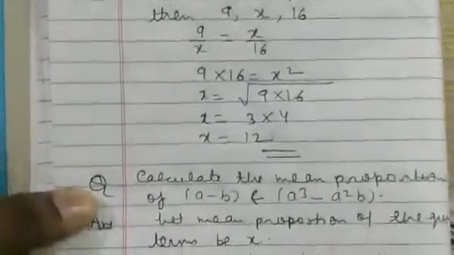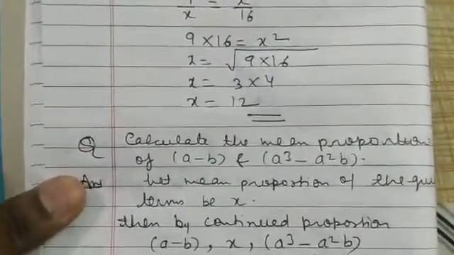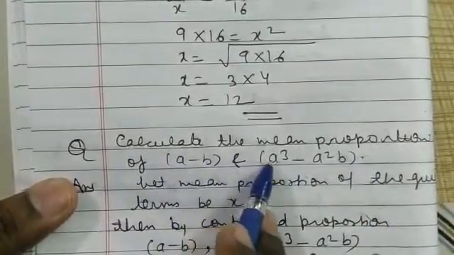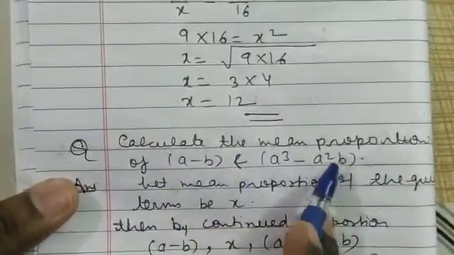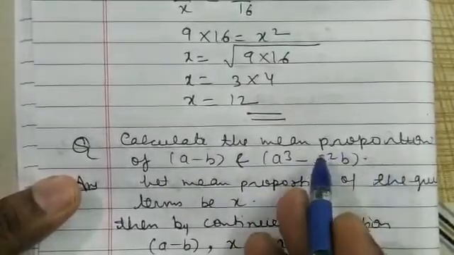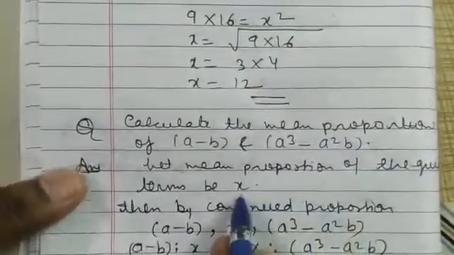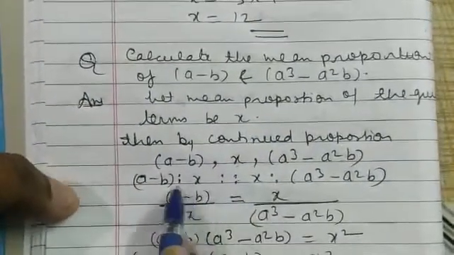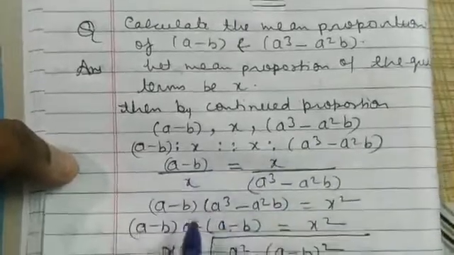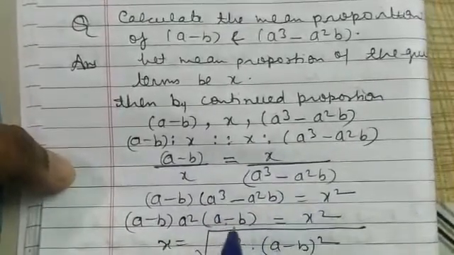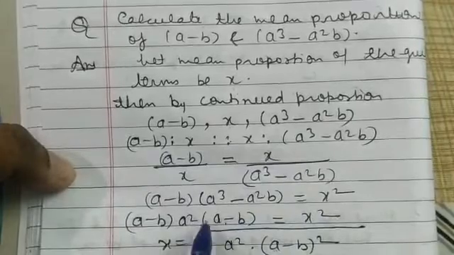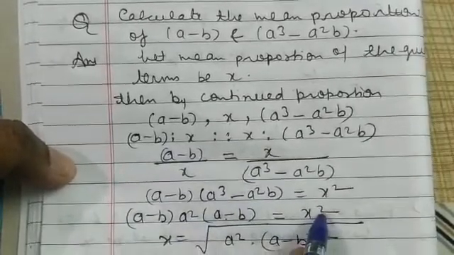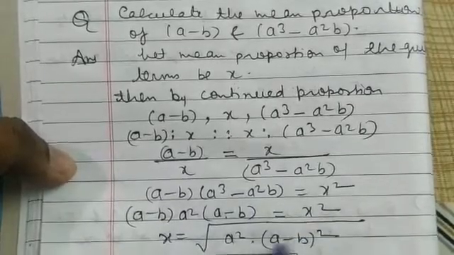Finally, this is the last one, a little tricky question. Calculate the mean proportional of a minus b and a cube minus a square b. Again you have to find the middle term or mean proportional. First consider it is x, put it in between, write it in proportion form and then ratio form, cross multiply, and you have to use the method of factorization, in which you can take a square as common and then shift the square to the other side as a square root and solve it.